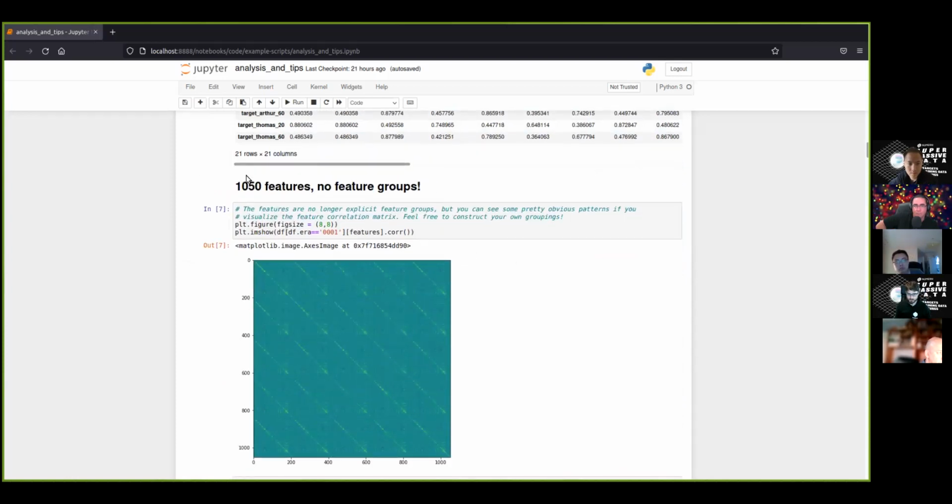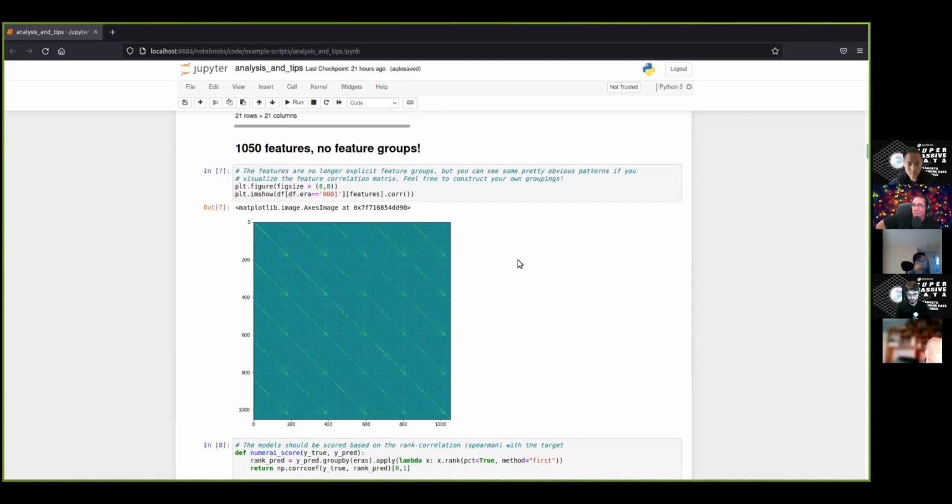So there's now 1,050 features, and things are not broken into feature groups anymore. Although if you just look at the feature by feature correlation matrix, you can see some pretty obvious patterns. So you're welcome to make your own feature groups, either by just breaking things down by the most obvious pattern here, or doing other sorts of correlation-based or clustering-based feature groups. There's a lot to explore there.